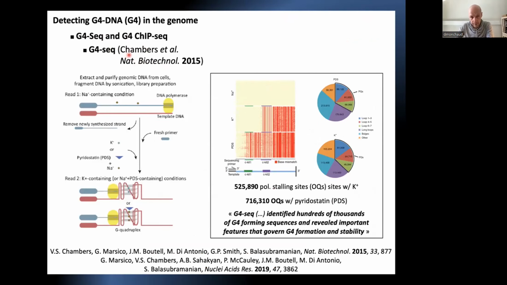The G4-seq method, developed by Shankar, is an in vitro investigation. So he purified the genomic DNA, split it into different samples, treated or not treated, did some sequencing, and the conclusion is that there are more than 700,000 sequences that can hold G4 within our genome.